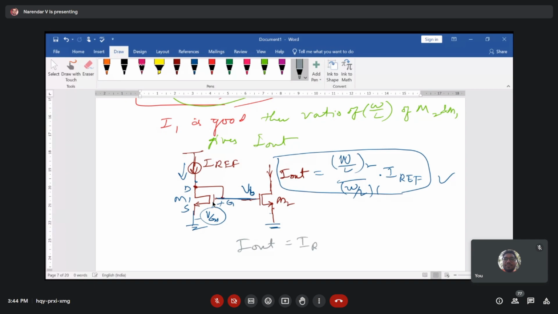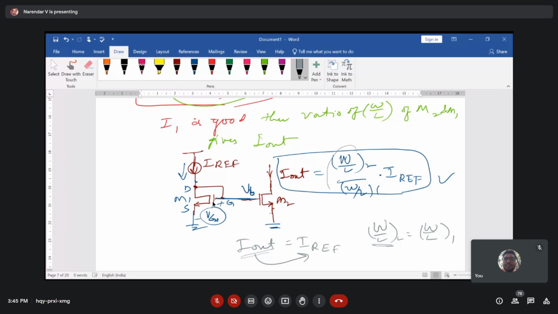Now, if you want to make I out equivalent to I reference, then what you have to do is just select W by L of 2 equivalent to W by L of 1. Then I reference is equivalent to I out. Now if you want to make I out equal to twice the I reference, then select the W by L of 2 in such a way that your I out current is double the I reference current. Or else, let's say you require the I out current which is half of your I reference, then select the W by L of 2 in such a way that your I out is equivalent to I reference by 2.